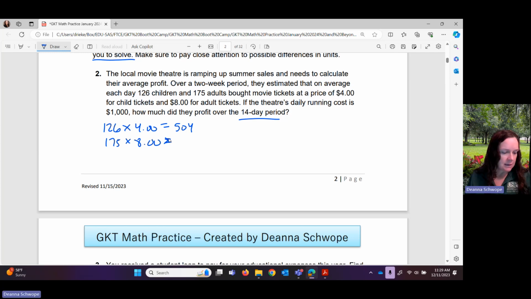Oops, that's an equal sign. So 8 times 175 is 1,400. So if we add that up, we have 1,904.